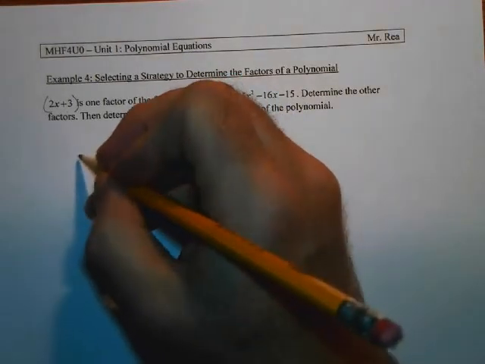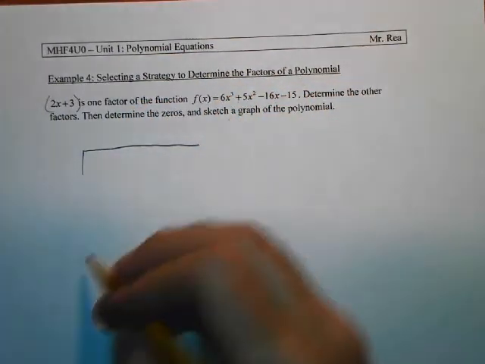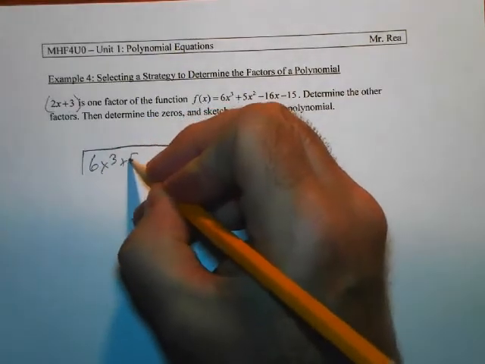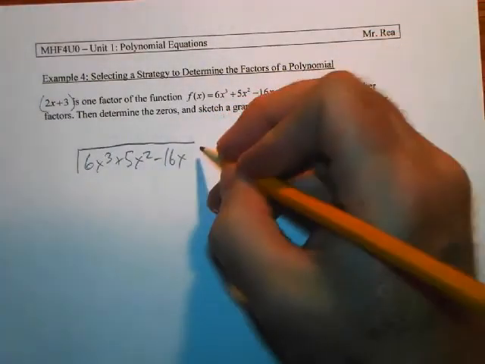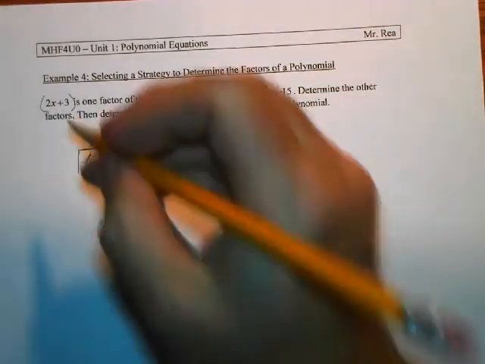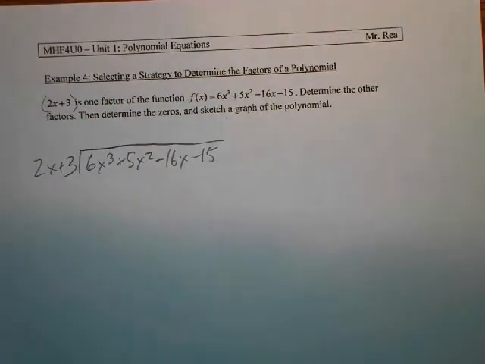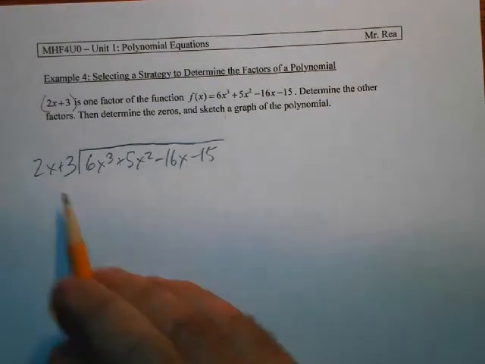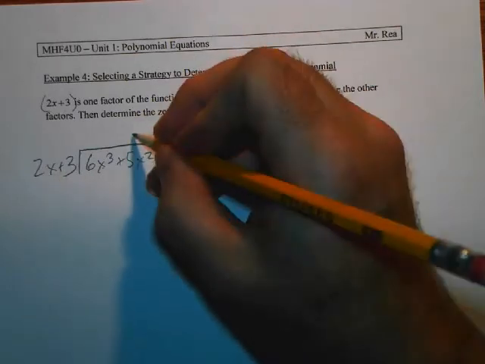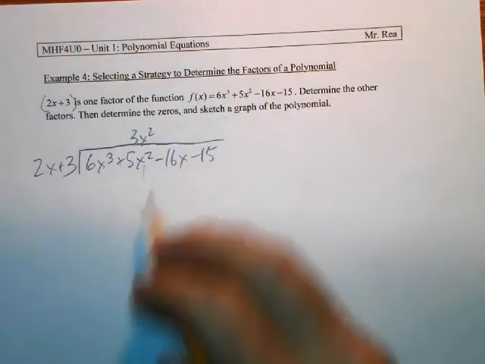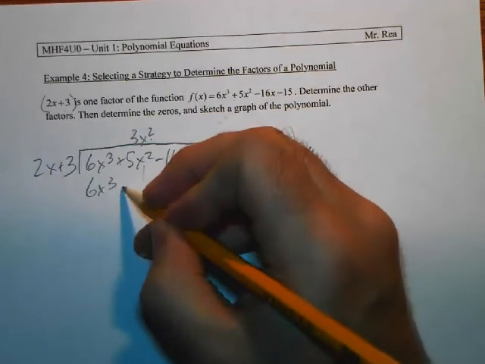So let's do that. I've got my dividend, 6x cubed plus 5x squared minus 16x minus 15, divided by 2x plus 3. Hopefully you're seeing pretty quickly now how we do this. What do we multiply 2x by to get 6x cubed? It's 3x squared. So I put it above the x squared term. Now multiply this with both terms. So I get 6x cubed plus 9x squared.